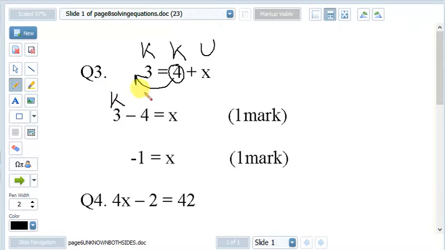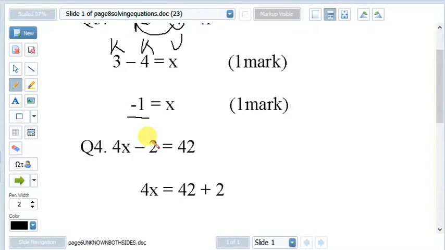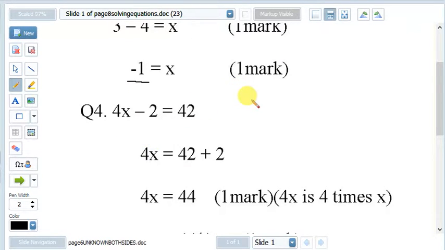And you can see that the x can be on the left hand side or the right hand side. It's just x equals or something equals x. So 3 minus 4 is minus 1, x equals minus 1. Okay, so well done if you got that one correct.